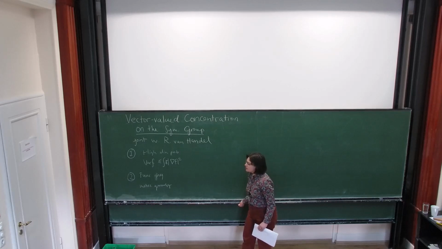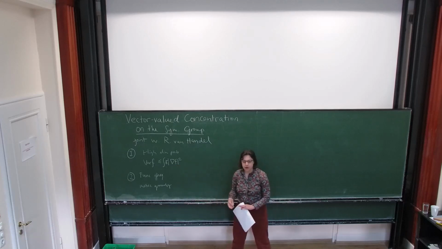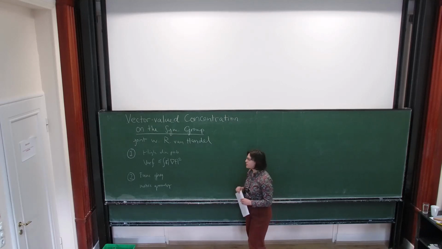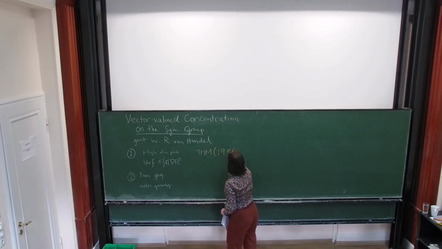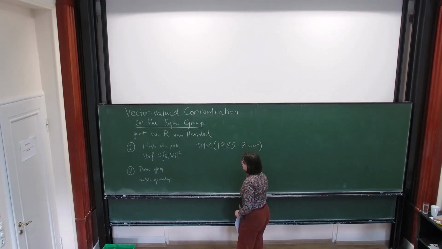So as I said, there are many classical concentration inequalities in the scalar valued setting. We have Poincare inequalities, Log-Sobolev, but in the vector valued setting, there are many fewer examples. So I'll just go over two classical results by Pisier. So the first theorem, from 1985 by Pisier, is on Gaussian space.